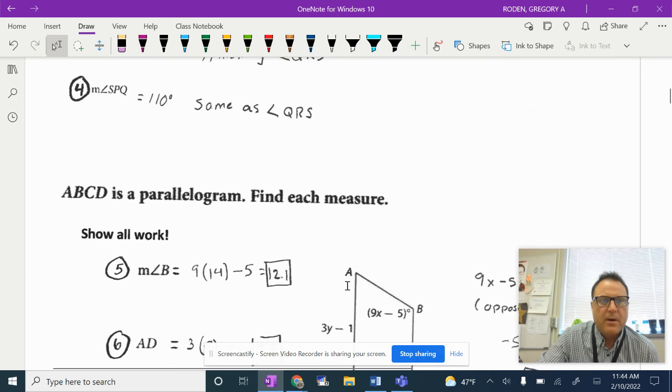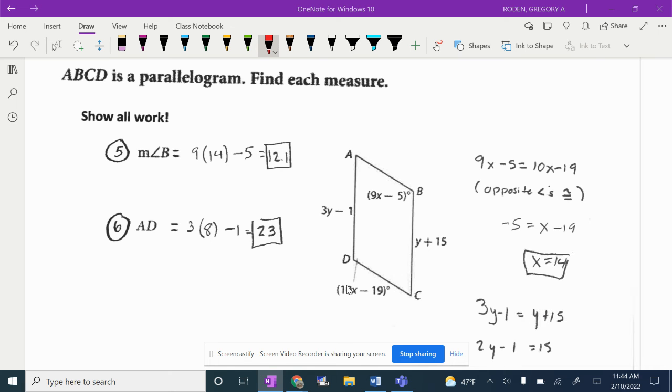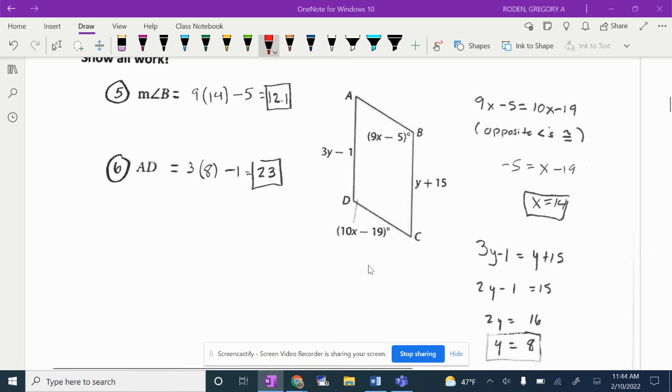Okay. All right. Now the next thing is, this thing is a parallelogram. We're going to find each measure. Well, so you got two. Let me get rid of my face here. We don't need to see my face anymore. So guys, there's two things here. We want to find x, and then we want to find y, and then we want to find the measures. Okay, so the first one we want to find is x. Now, since this is a parallelogram, opposite angles of a parallelogram are congruent. So all I did is just put these two equations equal to each other, okay?